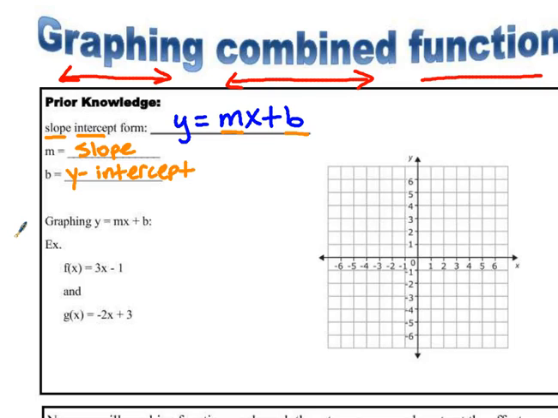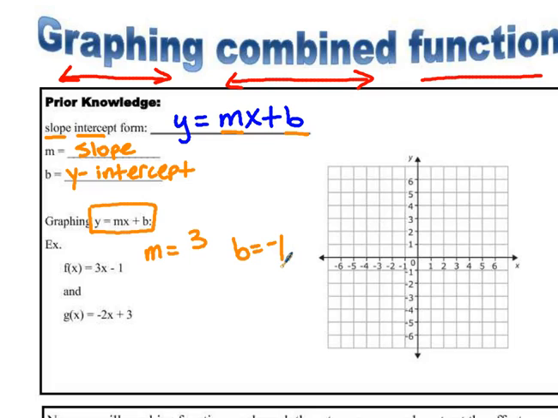So let's look at these two examples here, and it says we're going to graph y equals mx plus b. So the first function, which is function f of x, it says f of x is 3x minus 1. So what I'm going to do here is say, well, m is the number always in front of x, the coefficient. So in this case, it's going to be 3. And the b is negative 1.